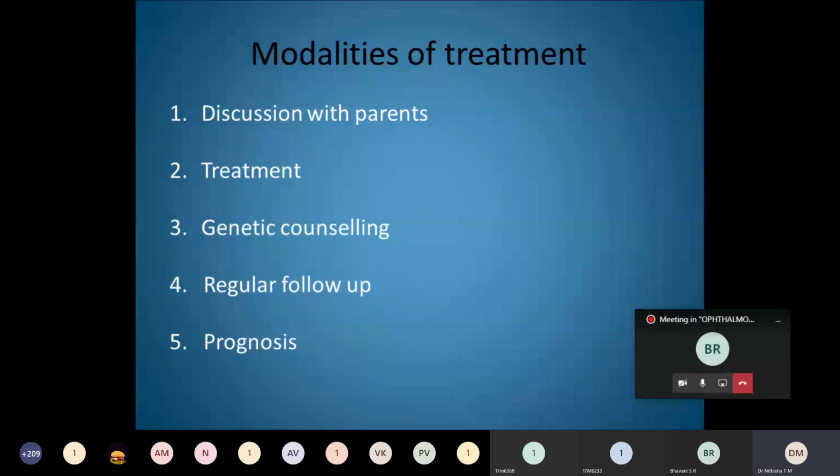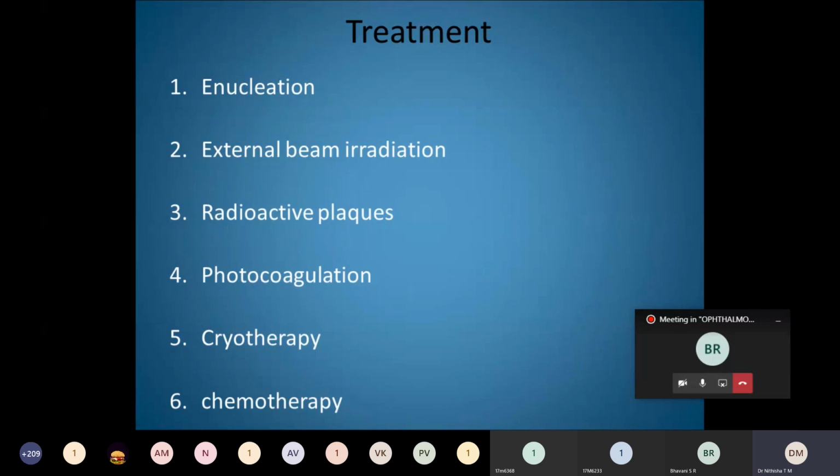What are the modalities of treatment? First and foremost is the discussion with the parents. You should always explain what the child has developed and what the treatment of choice is, because you do enucleation only if it is stage 4. Otherwise you want to save the child from metastasis to the brain. Third is genetic counseling, then regular follow-up. Fifth is prognosis. So the treatment of choice is enucleation.